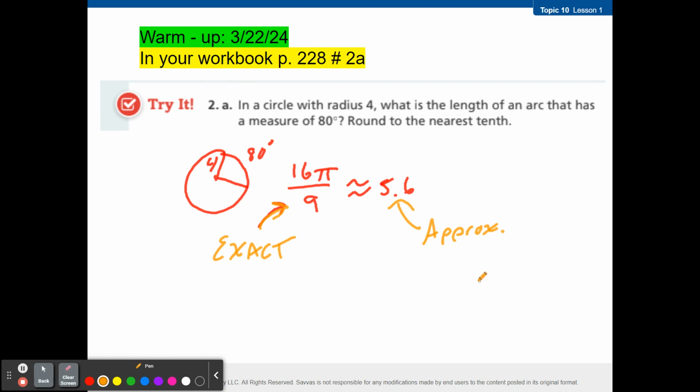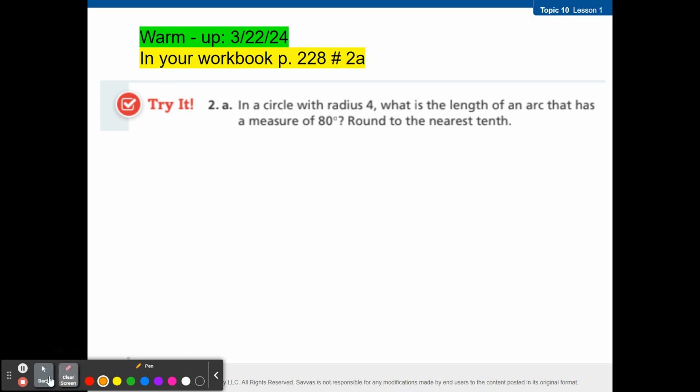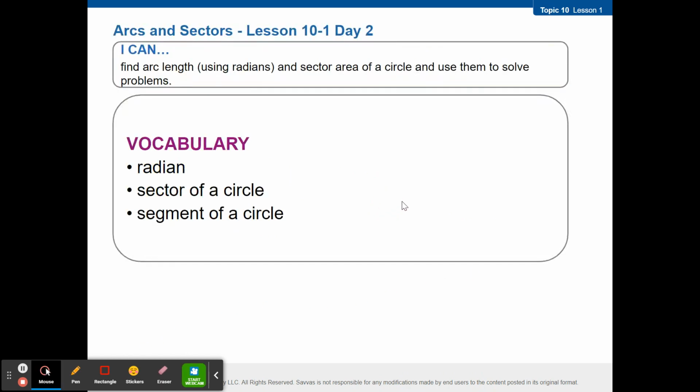Okay, we're skipping 1, so you can write in some notes in part 1 because we actually had that example on our worksheet yesterday. Okay, so your I can statement today, find the arc length using radians and sector area of a circle and use them to solve problems. Your new vocabulary today is radian, sector of a circle, segment of a circle.